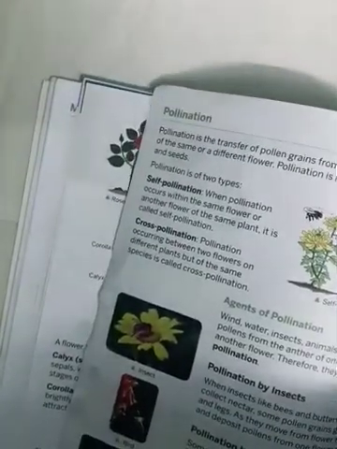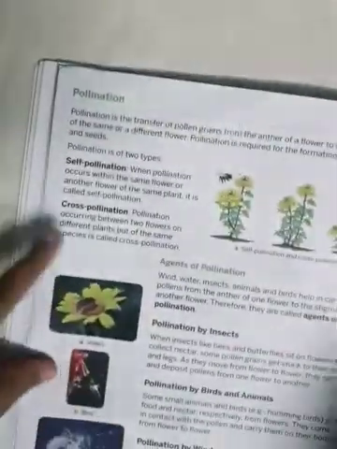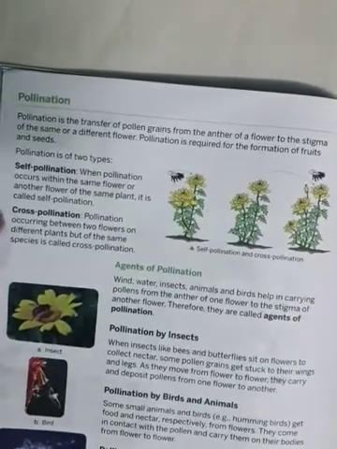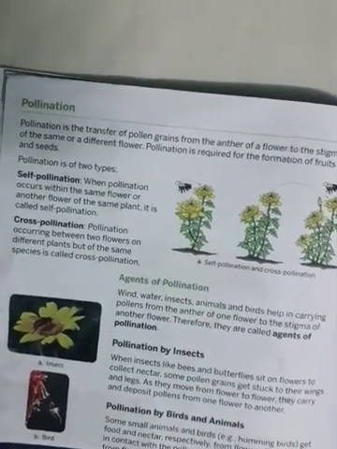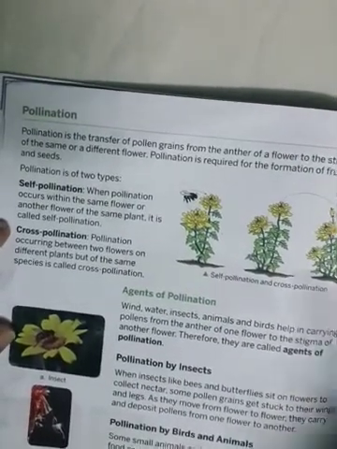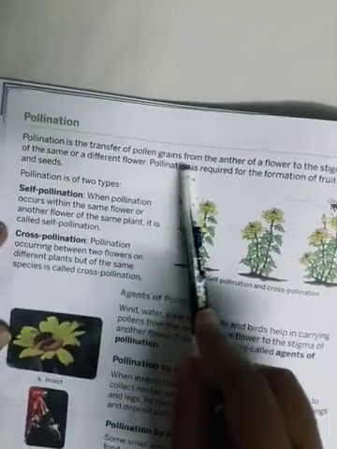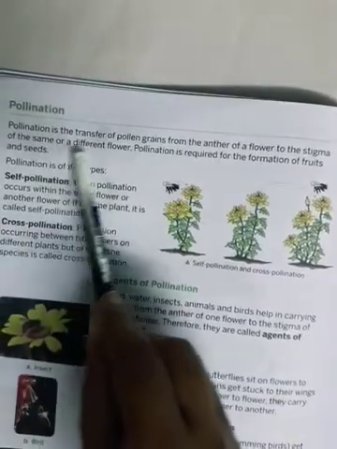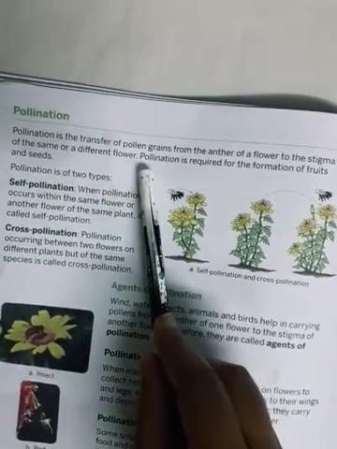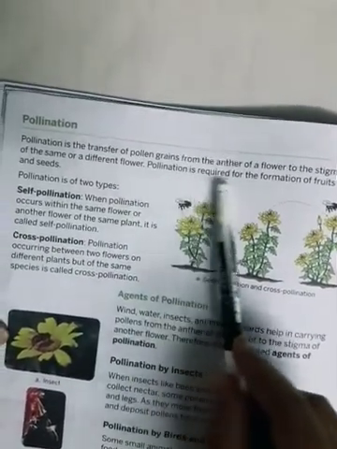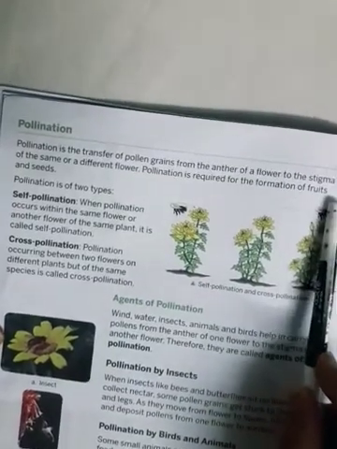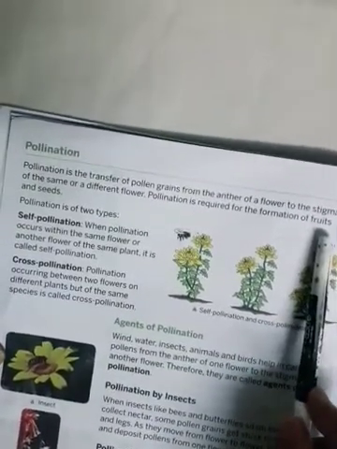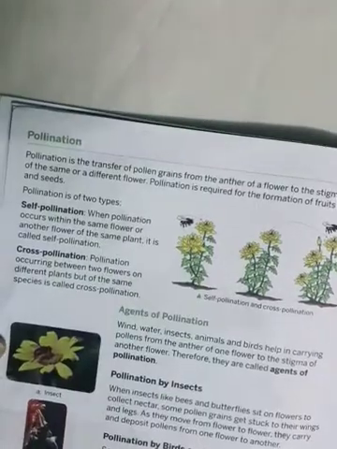Now we come to our next heading, okay, which is pollination. Now what is pollination? Pollination is the transfer of pollen grains from the anther of a flower to the stigma of the same or a different flower. Okay, pollination is required for the formation of fruits and seeds.